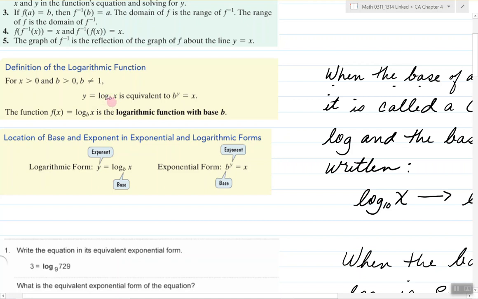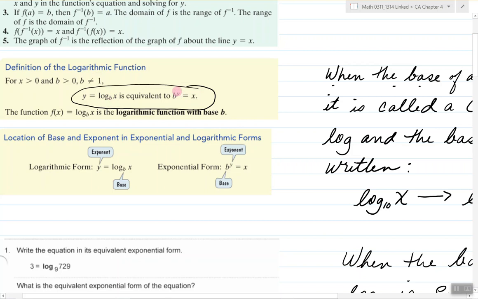Log base b of x is equivalent to b to the y is equal to x. Now this is a critically important statement. Let's start back with this one. If you have a base raised to the y power and that's equal to x, then if you take log base b of x, it's equal to y. Something that's very helpful to remember is that a logarithm is always equal to the exponent.